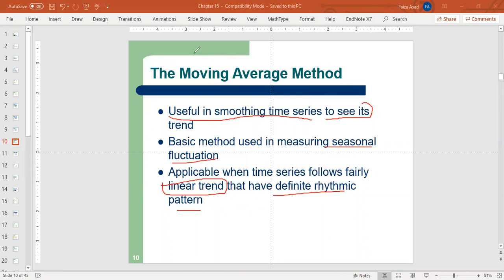So this is the use of the moving average method. What are these 3 uses? The first one is smoothing the time series data. The second one is measuring the seasonal variation or fluctuation. The third one is to fairly show the linear trend. So let's move on to the next slide.